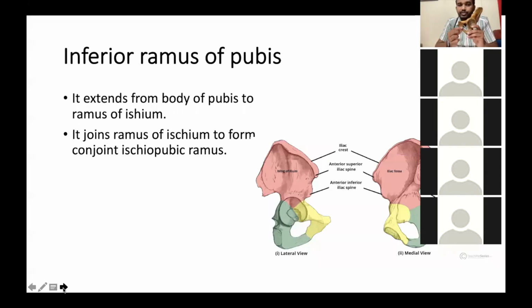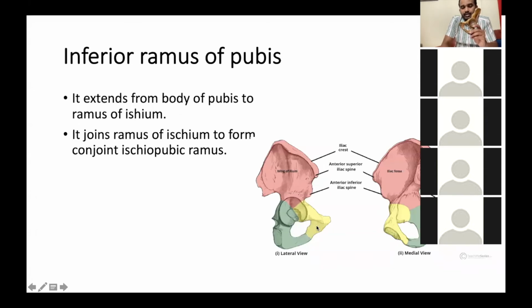The inferior ramus of the pubis extends from the body of the pubis to the ramus of ischium. Can you see here in this picture? This is the ramus of ischium, the green colored one. Are you able to follow the cursor? Between them there is a joint between the inferior ramus of the pubis and the ramus of ischium. Both get joined, they get articulated with each other.